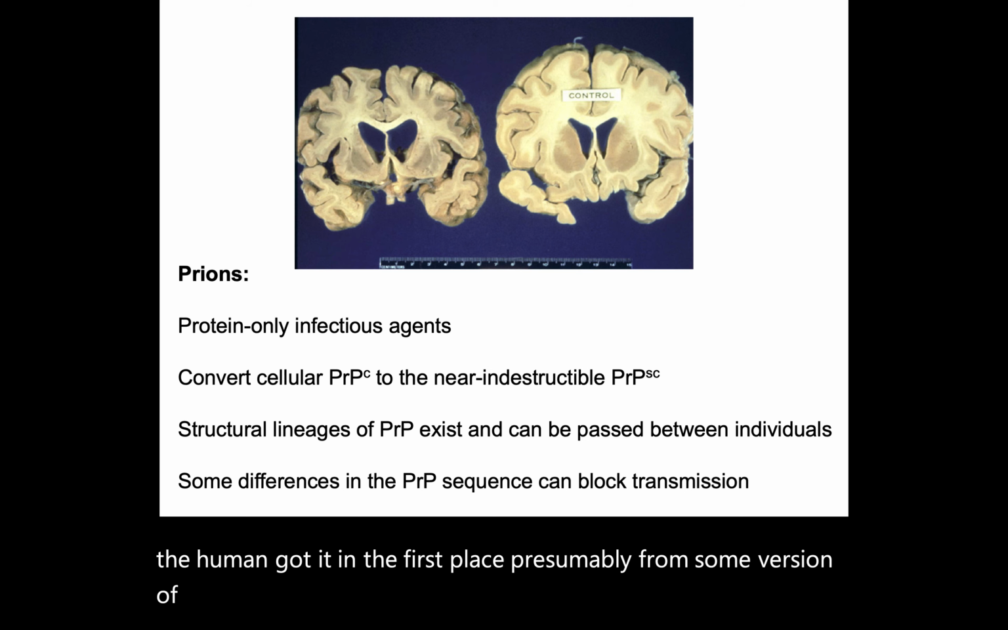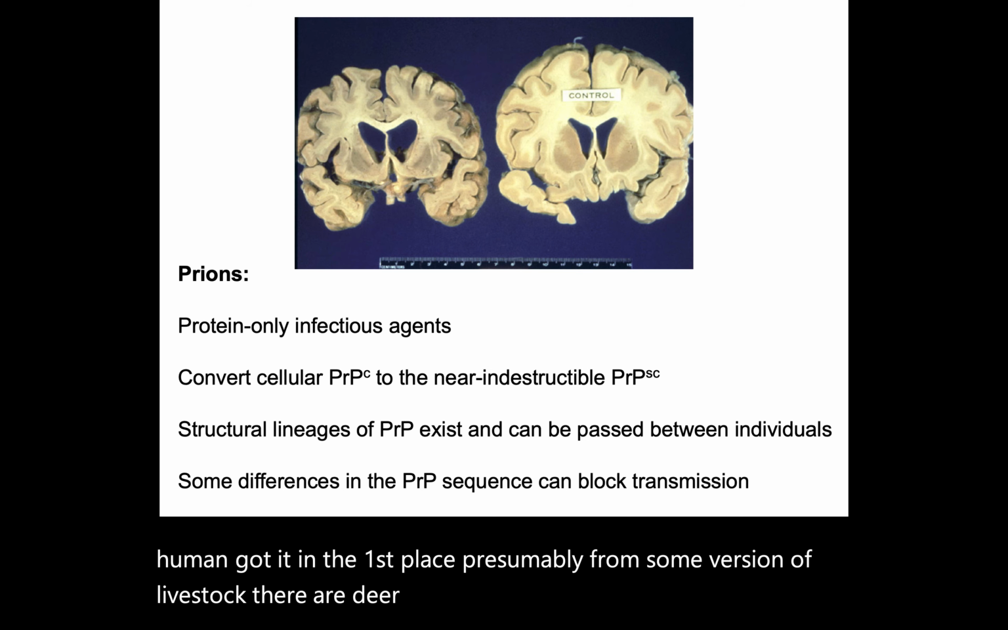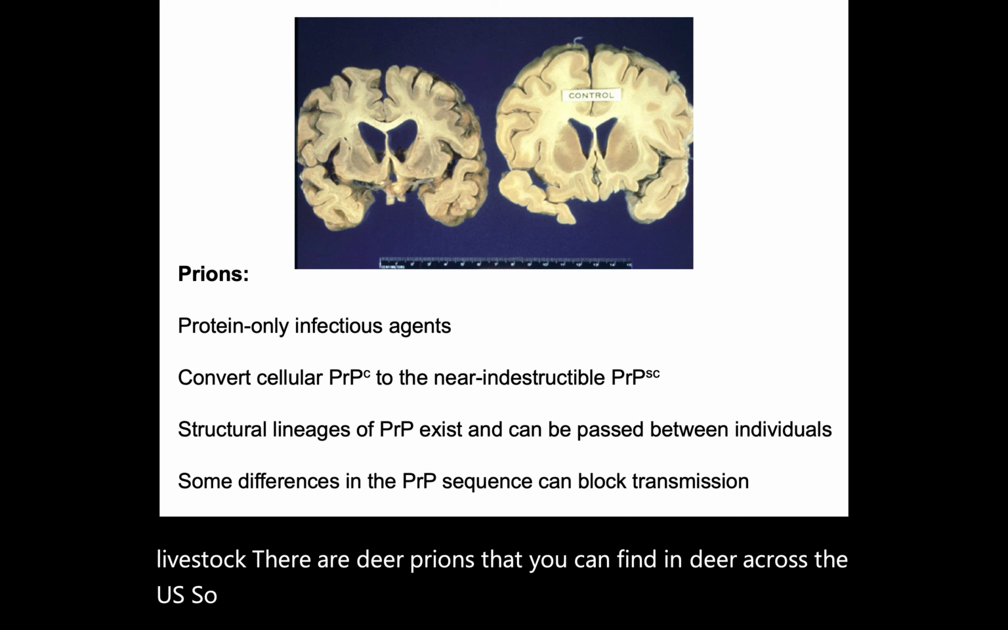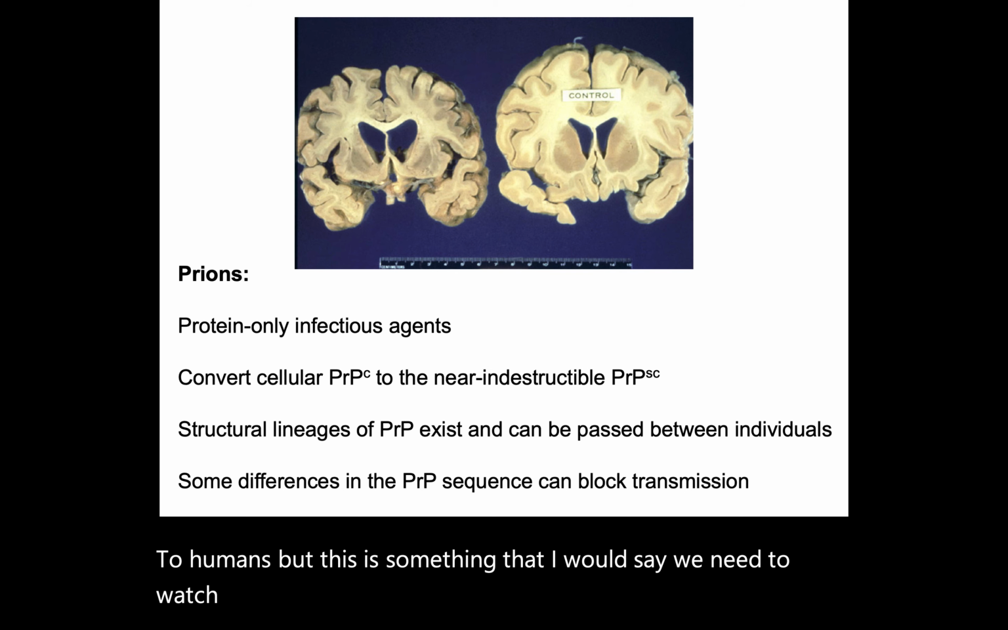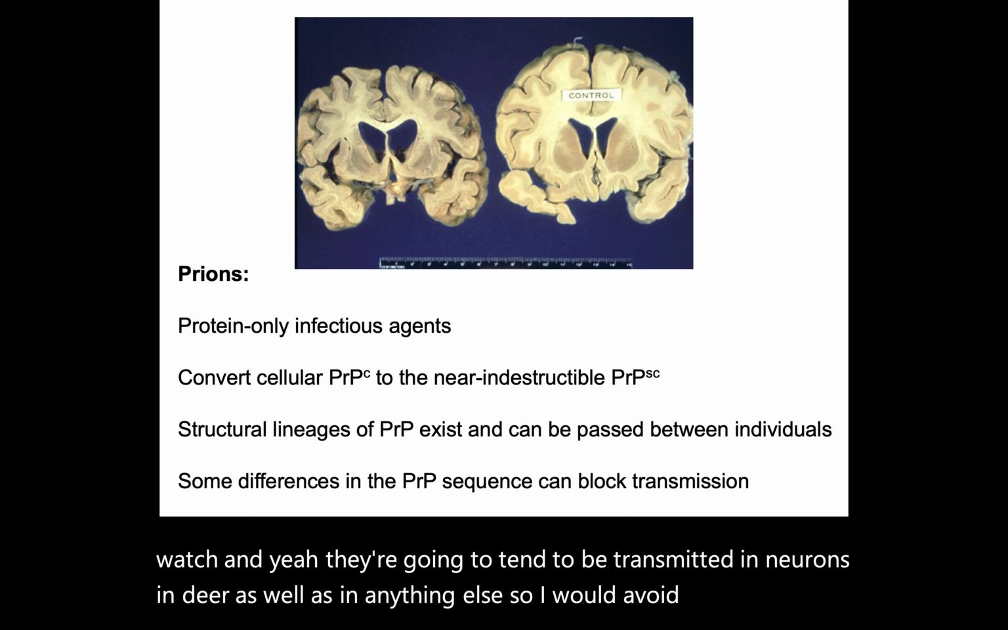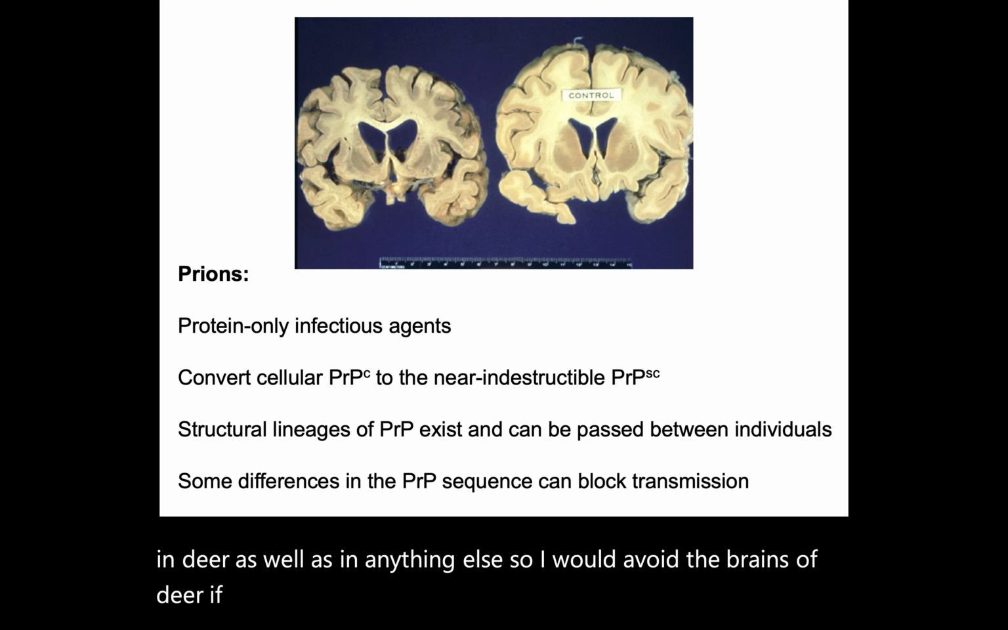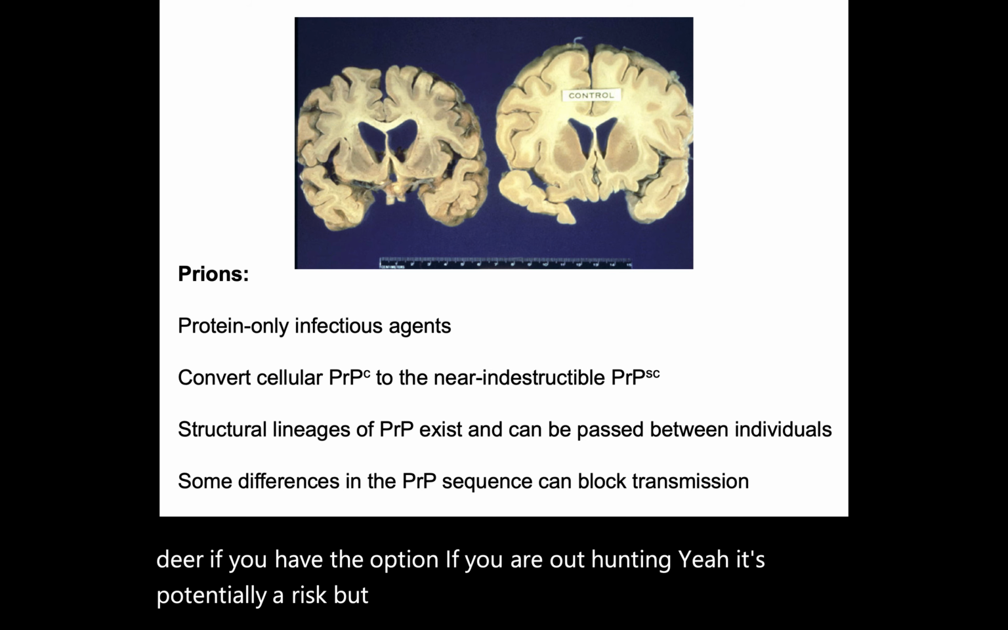There are deer prions that you can find in deer across the U.S. So far, they do not appear to be transmitted to humans. But this is something that I would say we need to watch. And they're going to tend to be transmitted in neurons, in deer as well as in anything else. So I would avoid the brains of deer if you have the option. If you are out hunting, it's potentially a risk, but so far it's not a risk that has made anybody sick, as far as we know.